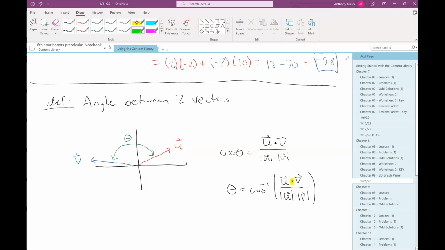That's the dot product. In the denominator, what's the symbol in green? Multiplication. What? Mr. Kulik, it's the same symbol. Yeah, but in the numerator, it's between two vectors. In the denominator, it's between two scalars. Magnitudes are just real numbers.